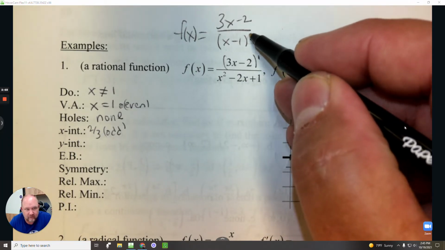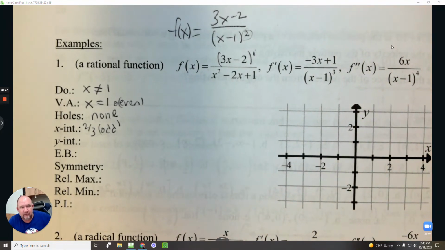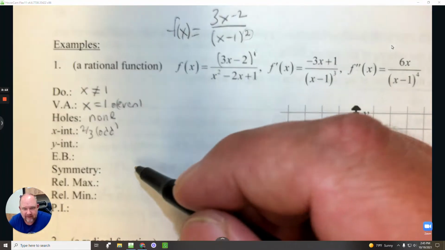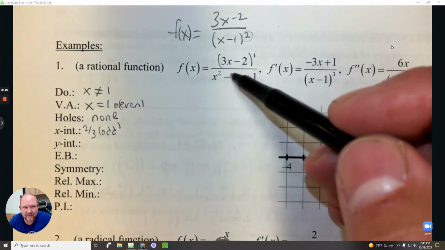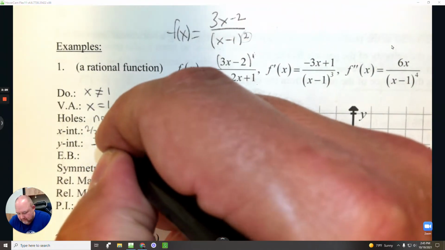Here you can see the exponent. It's even. An even vertical asymptote: the behavior, both sides of the asymptote go in the same direction. So they both go to infinity or negative infinity. To find the y-intercept, plug in 0 for x, and you get -2/1, which is -2.